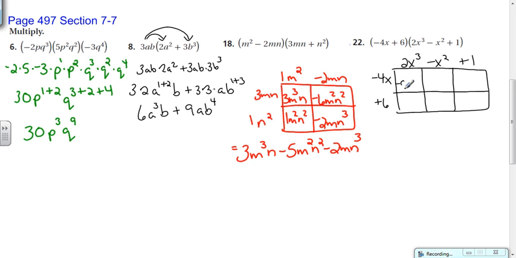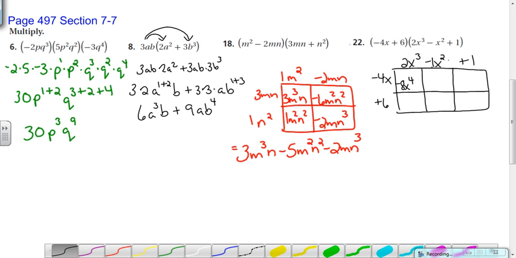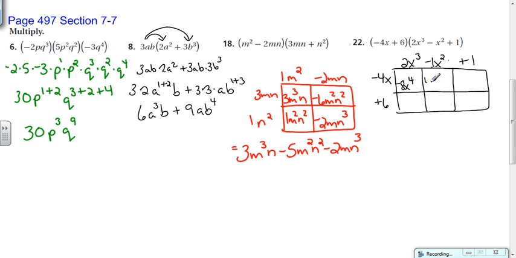So negative 4 times 2 is negative 8. X to the first times x cubed, add 1 plus 3, get x to the fourth. There's really a 1 in front of that negative x squared. So that's a negative 4. So negative 4 times negative 1 is a positive 4. And then x to the first times x squared, 1 plus 2 is 3. Then negative 4x times positive 1 is negative 4x.